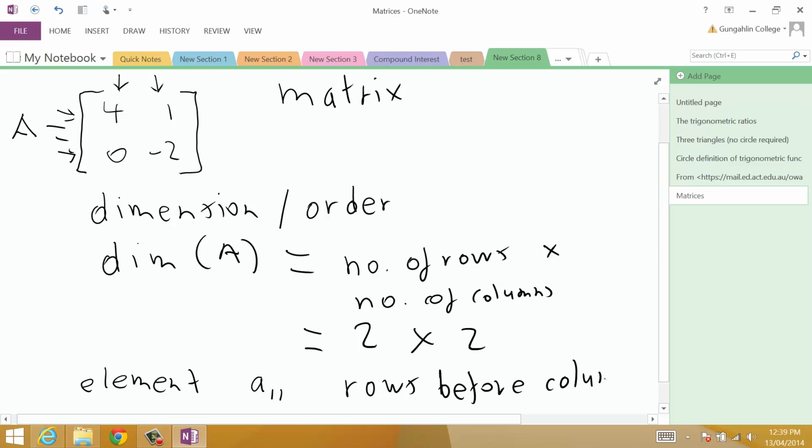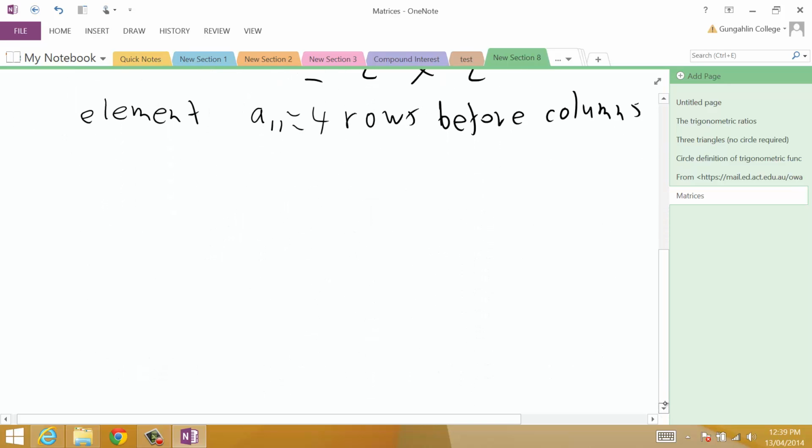This is not to be confused with A subscript 11. This is a11, first row, first column. And when we locate that, a11 equals 4. And so this enables us to look at larger matrices.